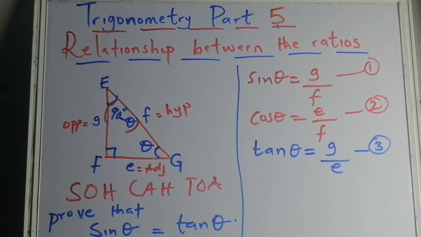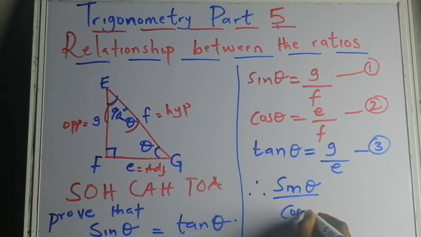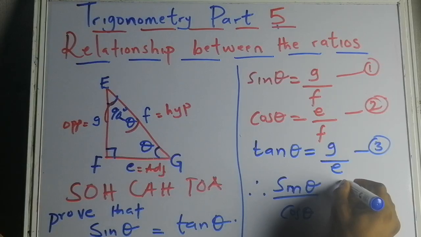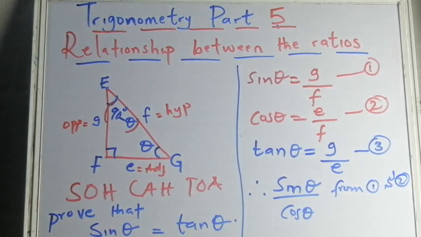That is the meaning. All we need to do is find the ratio of sine theta over cos theta. So what are we trying to do here? We now say, therefore, sine theta over cos theta. From 1 and 2, sine theta over cos theta will now be G over F divided by what?